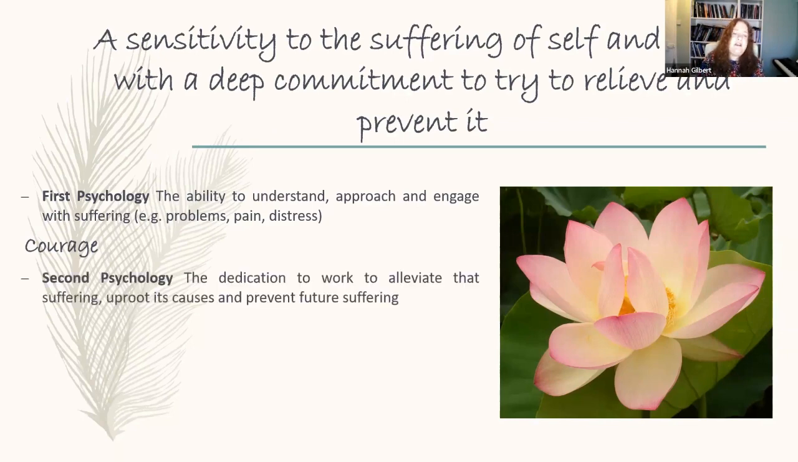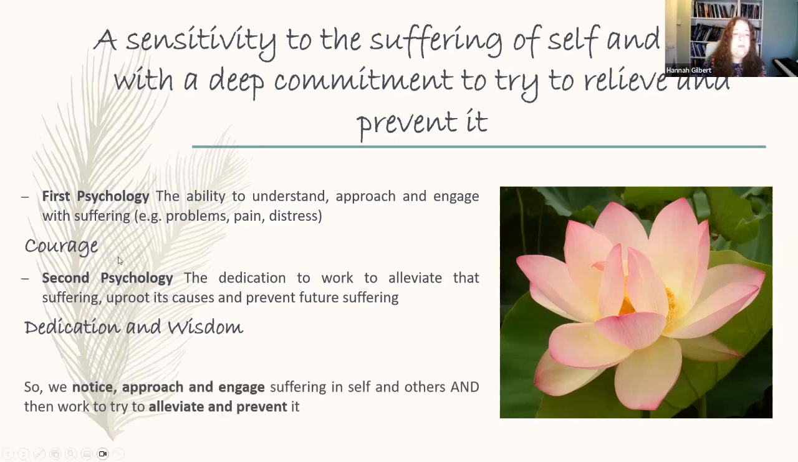The second psychology is the dedication to work to alleviate that suffering, uproot its causes, and prevent future suffering. So that's also incredibly important, and this takes dedication and wisdom. Being able to understand, approach, and engage with suffering is the first step, but we do need to know what's going to be helpful. We need to know what to do to help alleviate suffering and to help as much as we can to prevent future suffering. So we notice, approach, and engage with suffering in self and others, and that's important, in ourselves and for others, and then work to try to alleviate and prevent it.